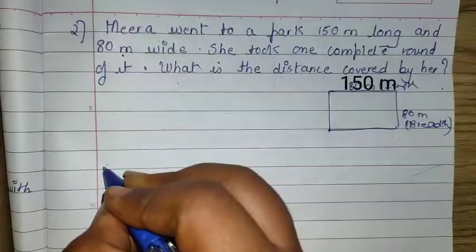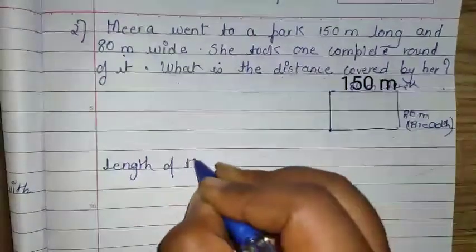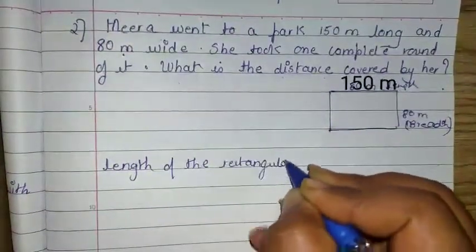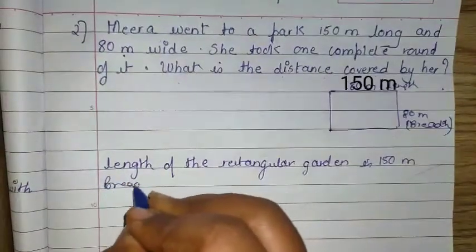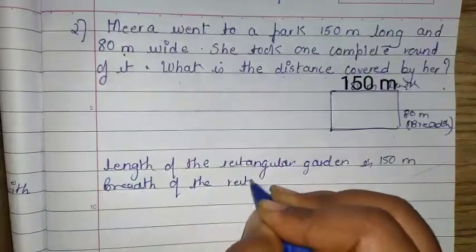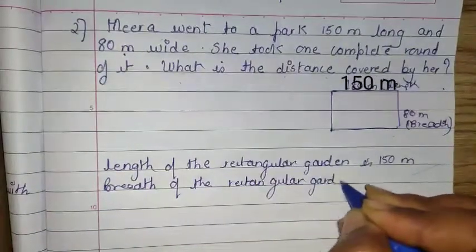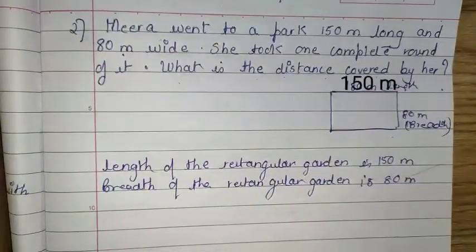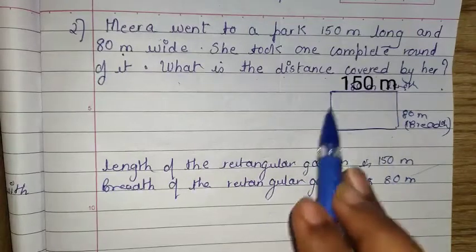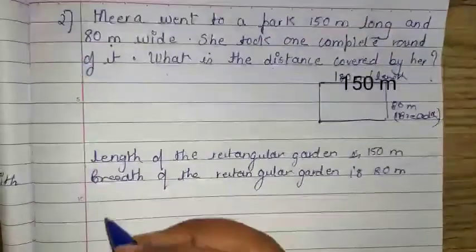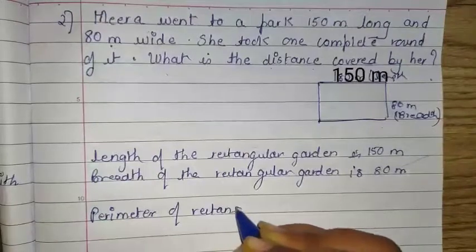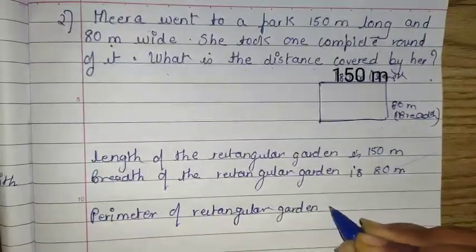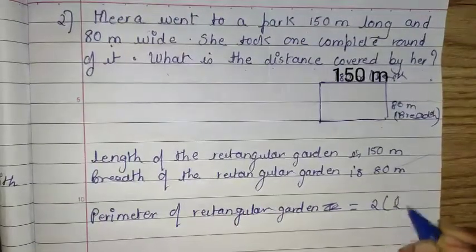So we are given in the problem the length of the rectangular park as 150 meter and the breadth as 80 meter. So how will you find the total distance covered by her to take a complete round? Yes, by using the formula. And what is the formula to find the perimeter of a rectangle? Yes, it's twice length plus breadth. Perimeter of the rectangular park is equal to twice length plus breadth.